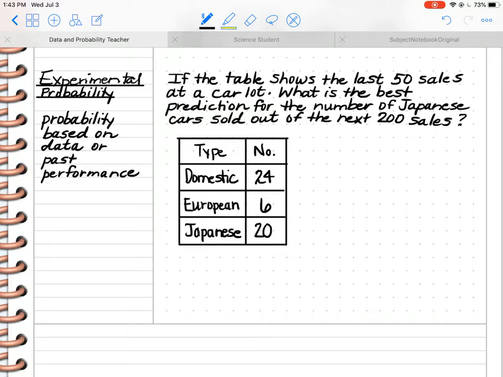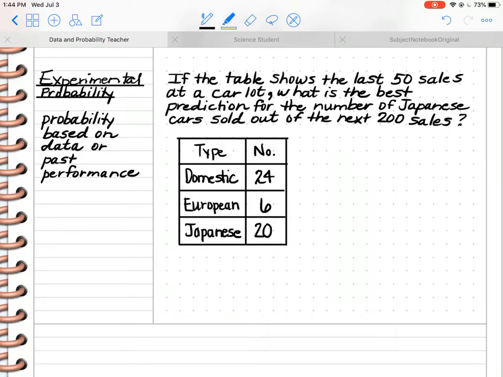So in this one, we're looking at actual numbers that someone has collected. If the table shows the last 50 sales at a car lot, this should be a comma, and this should be a lowercase w. I just forgot all about my grammar rules. What is the best prediction for the number of Japanese cars sold out of the next 200 sales?